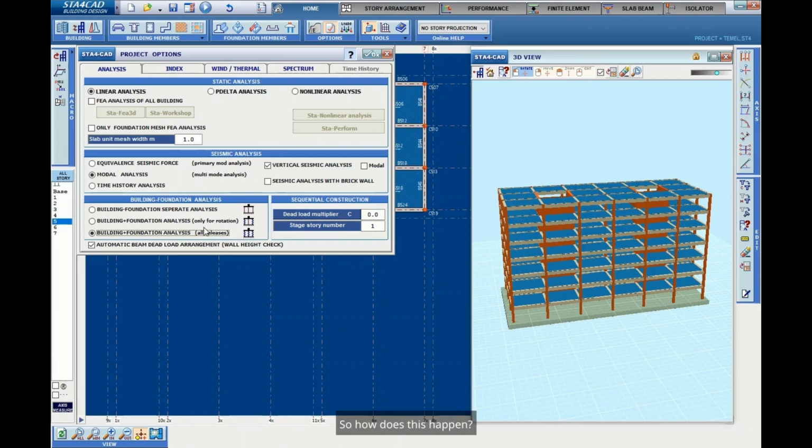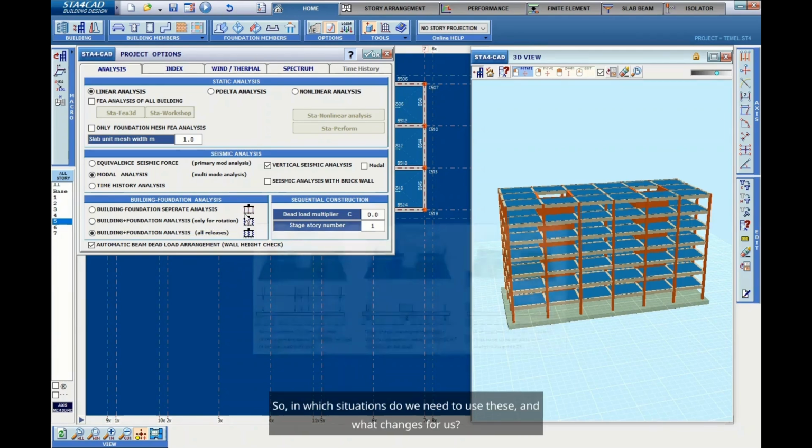So how does this happen? We model our soil using springs when constructing the stiffness matrix. Springs also have freedoms. In this way, in the second and third options, the foundation matrix is also included in the global stiffness matrix. This is how the solution is carried out.